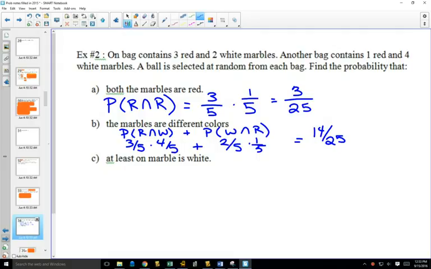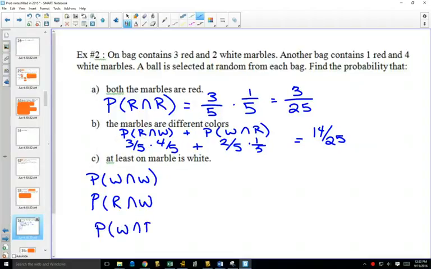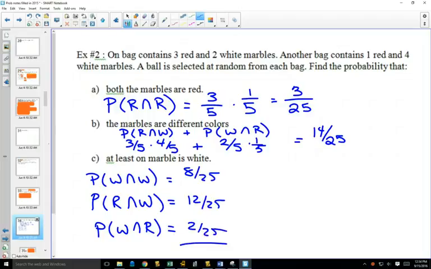So if you wanted to, you could figure out each of those cases: white and white, red and then white, white and then red. Whatever those 3 cases are, you could add them up. So just quickly, white and then white, 8 out of 25. Red and then white, 12 out of 25. White and then red, 2 out of 25. Add those up, and we get 22 out of 25.